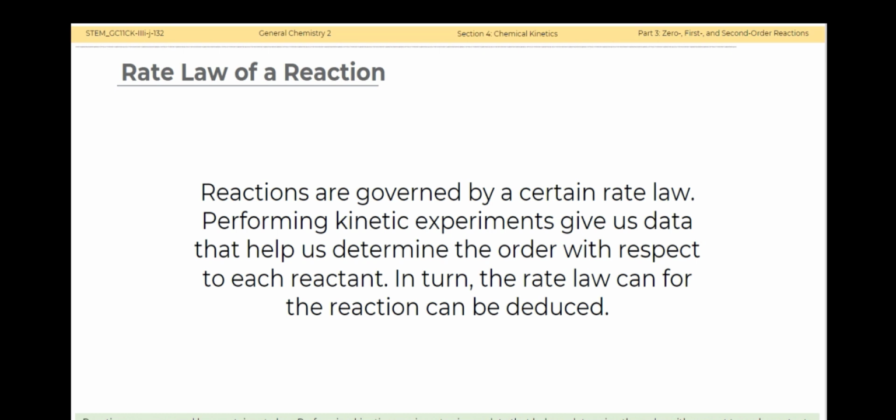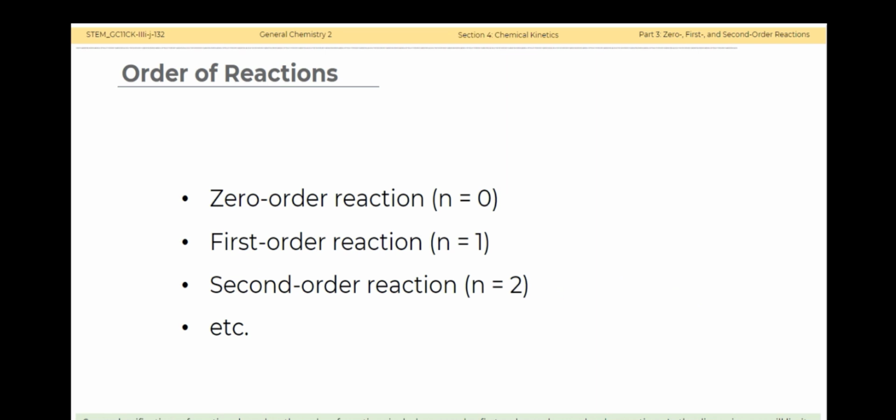Reactions are governed by a certain rate law. Performing kinetic experiments gives us data that help us determine the order with respect to each reactant. In turn, the rate law for the reaction can be deduced. Some classifications of reactions based on the order of reactions include zero order, first order, and second order reactions. In the discussion, we will limit the discussion to reactions with only one reactant.